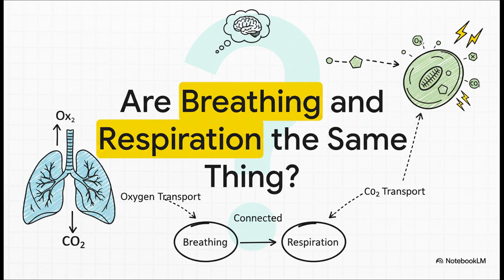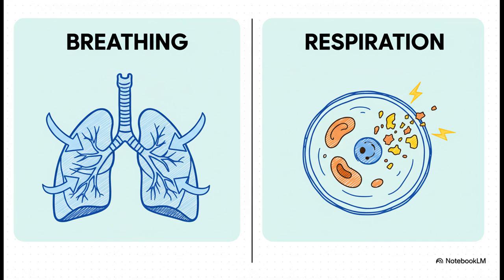Let's see how. Okay, look at this slide carefully. On one side, we have breathing. Breathing is a physical process. It's simply the mechanics of taking oxygen in and letting carbon dioxide out, and it mainly involves our lungs. But respiration? That's a chemical process. It happens deep inside every single cell of our body, and its job is to break down food to release energy. So you see, breathing just brings the oxygen in. Respiration is what uses that oxygen to create energy.